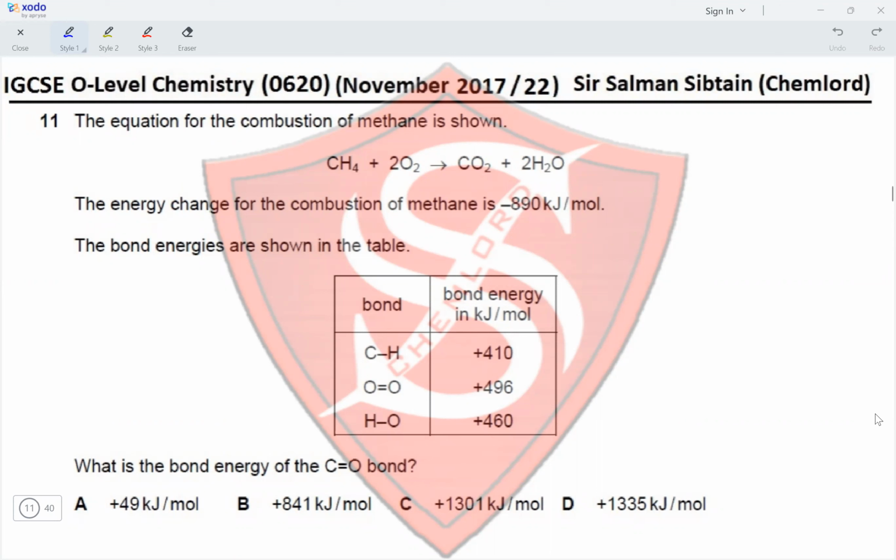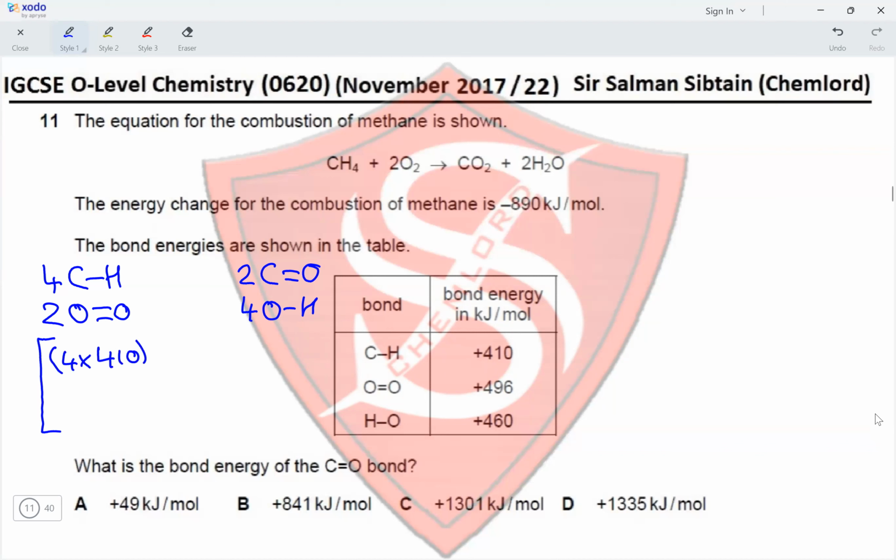Okay, so the bonds that will be broken during this reaction would be 4 C-H bonds and two O=O bonds. And the bonds that will form are two C=O bonds and four O-H bonds. So the energy is required to break the bonds. So this would be 4 into 410 plus 2 into 496.